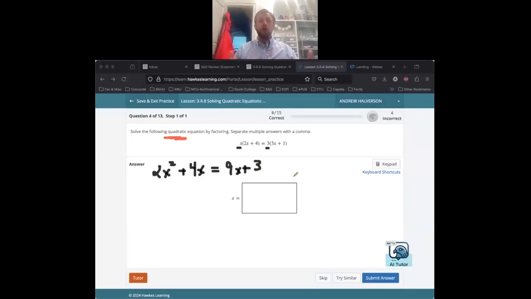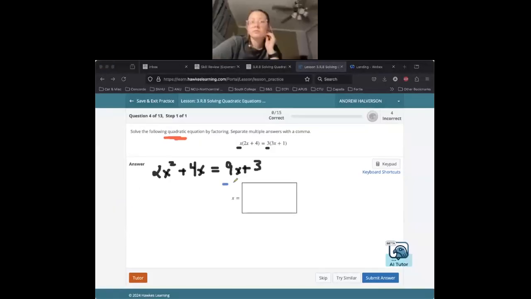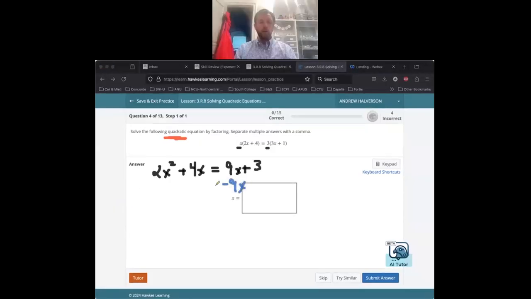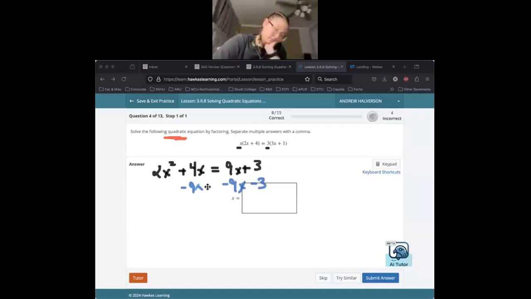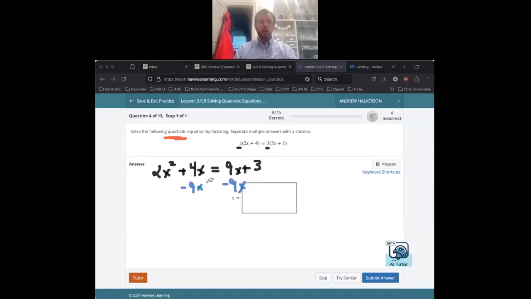Now that the parentheses are gone, you get everything to the left-hand side. So how would I do that? Subtract your 9x from your 4x on the other side. So subtract 9x, and then what else? Take your 3 and move it over. It'd be -3. And also subtract 3, right? Let me change my color ink.